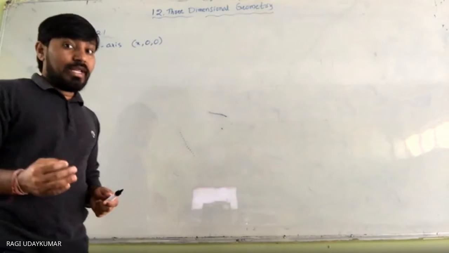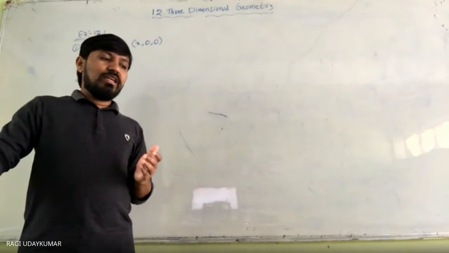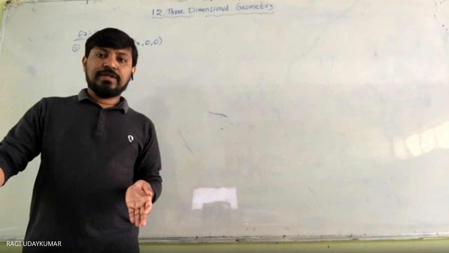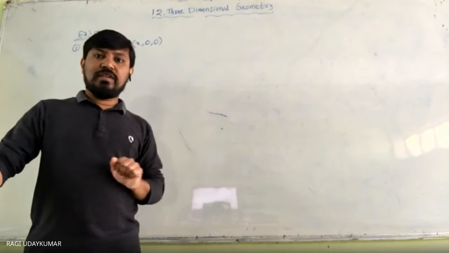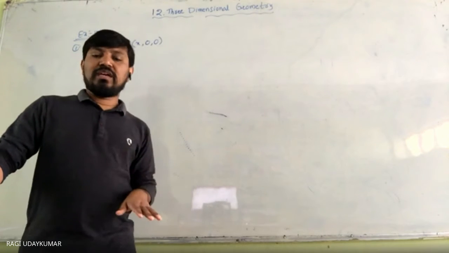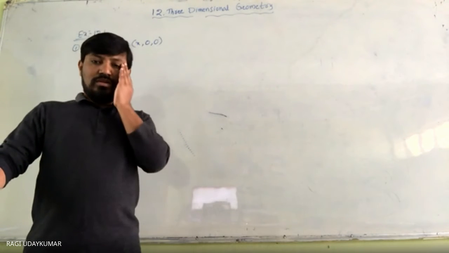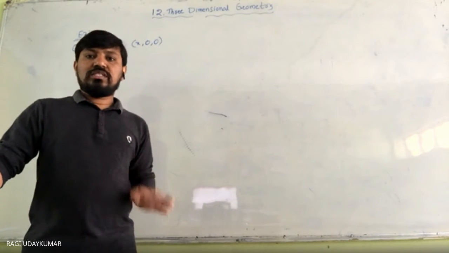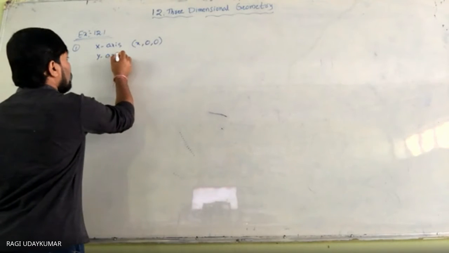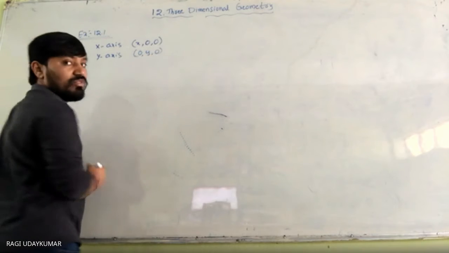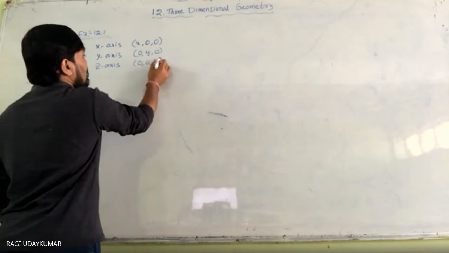There is a confusion among students: in two-dimensional geometry, when you take a point on the x-axis, the y coordinate will be 0, and x will not be 0. In the same way, here on the x-axis the y and z coordinates will be 0. This is one thing you have to remember. On the y-axis, a point will be 0 comma y comma 0, and a point on the z-axis will be 0 comma 0 comma z.